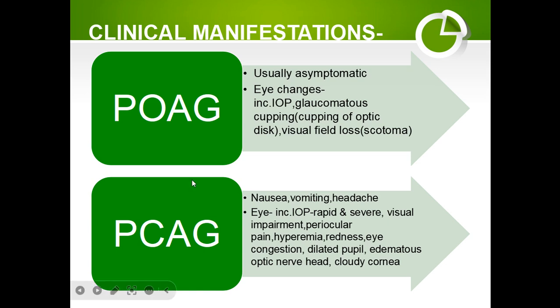Then what about primary closed angle glaucoma? The symptoms are nausea, vomiting, headache, increased intraocular pressure in the eye, which is rapid and severe, visual impairment, periocular pain, hyperemia, that is increased blood flow to the eyes, redness, eye congestion, dilated pupil, edematous optic nerve head, and cloudy cornea.